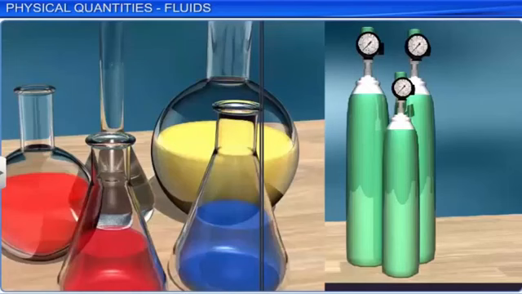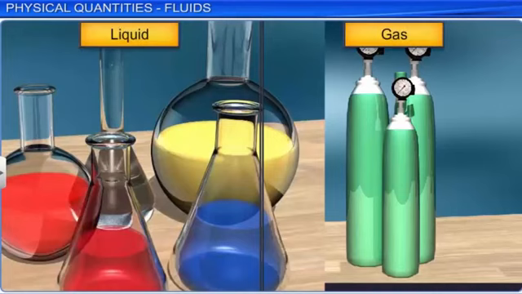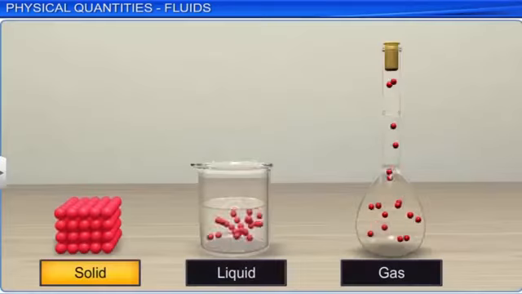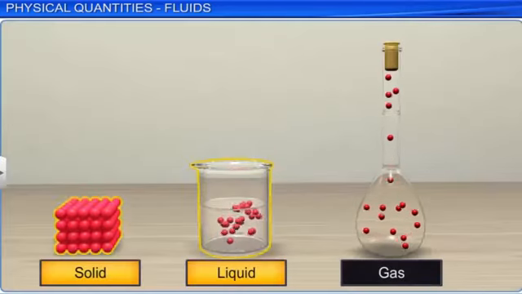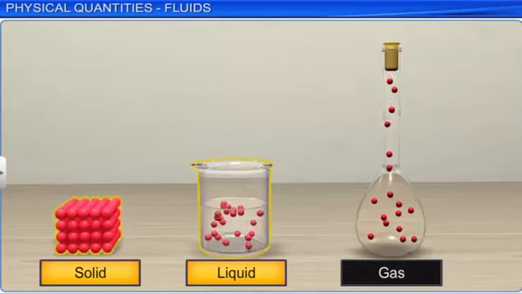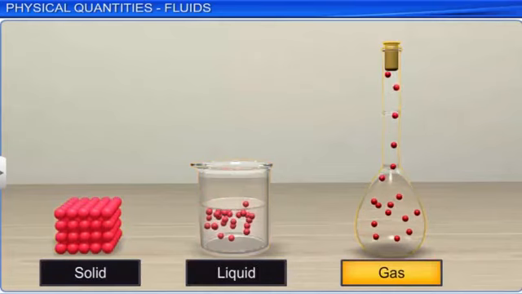A fluid is any matter that has a tendency to flow. All liquids and gases are together referred to as fluids. Solids and liquids have a fixed volume, while the volume of a gas depends on the volume of its container.